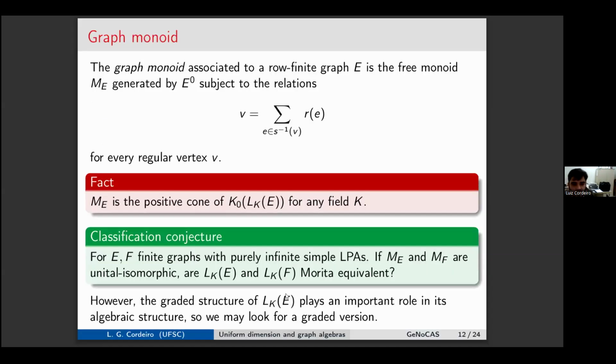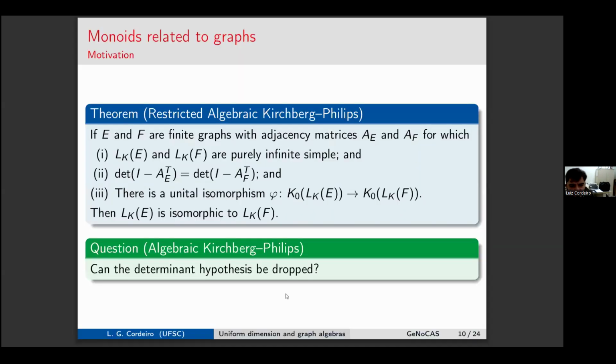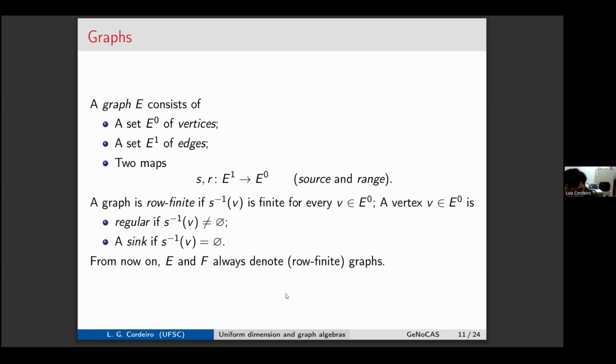Yeah, a fastidious comment is that the definition of regular vertex is wrong if E is not row-finite. So you should have assumed row-finiteness. Yes, I should assume row-finite. Right. Yeah, from now, after defining row-finite, I assume just row-finite.